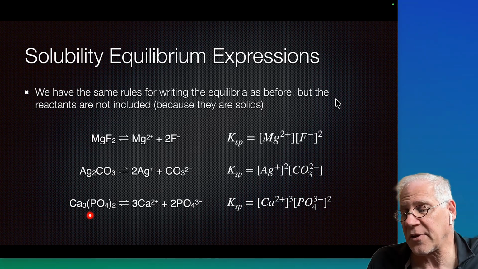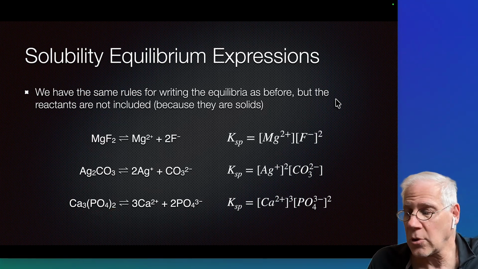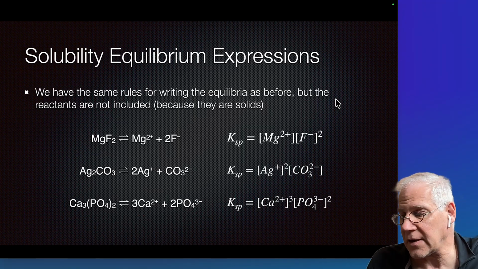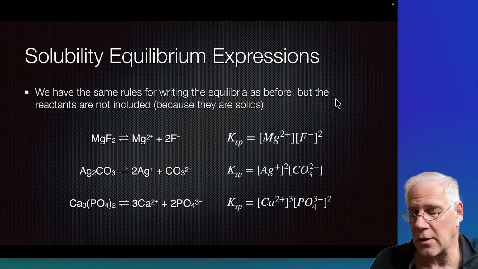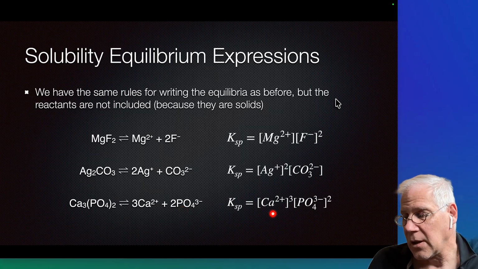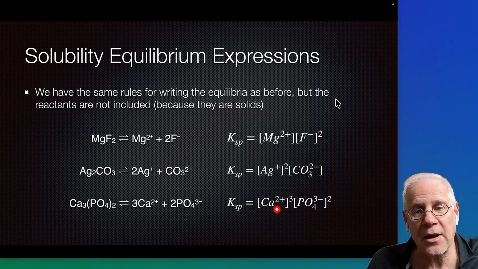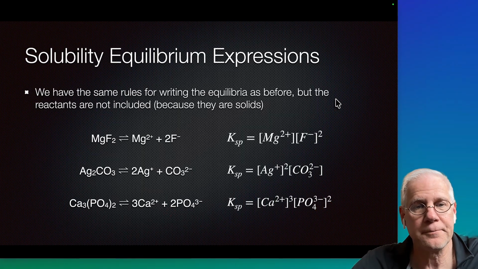This is for calcium phosphate, Ca3(PO4)2. We have 3 calcium ions, 2 phosphate ions, again, a polyatomic ion, very common with a lot of our compounds for KSP problems. And so here we have the concentration of calcium 2 plus cubed, again, because of the 3 here in front of the calcium. And we have the concentration of the phosphate ion squared because we have the 2 in front of our phosphate here.